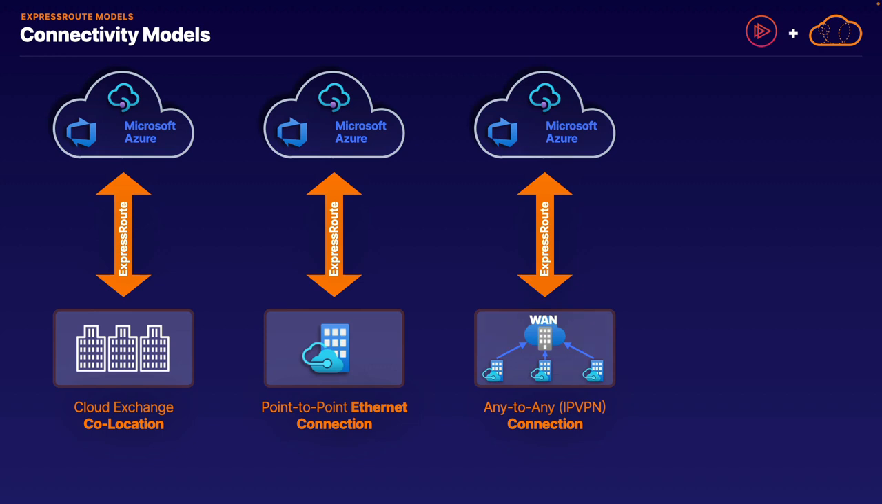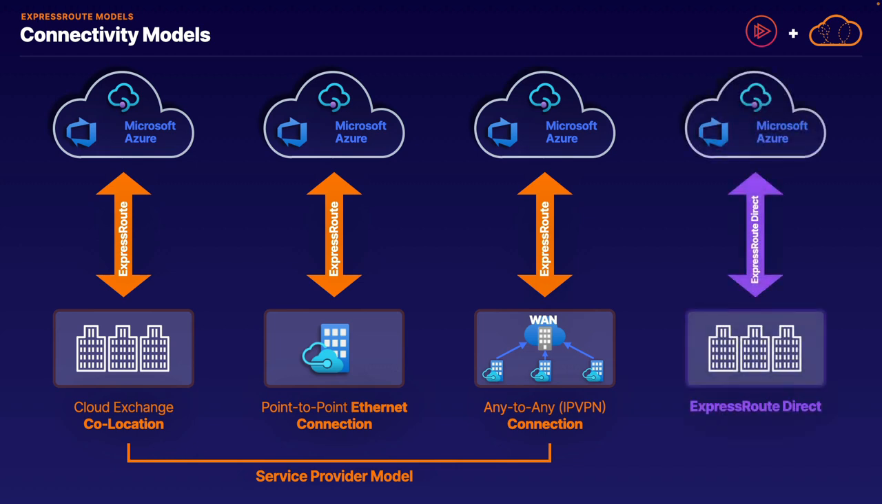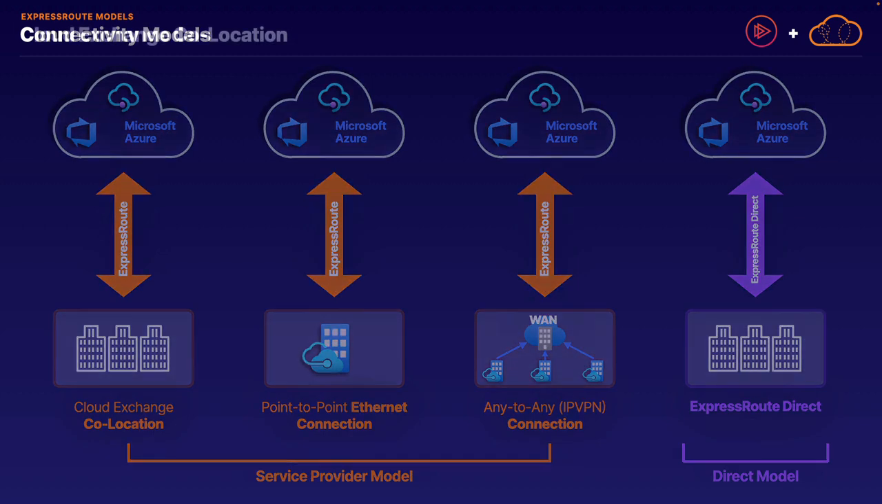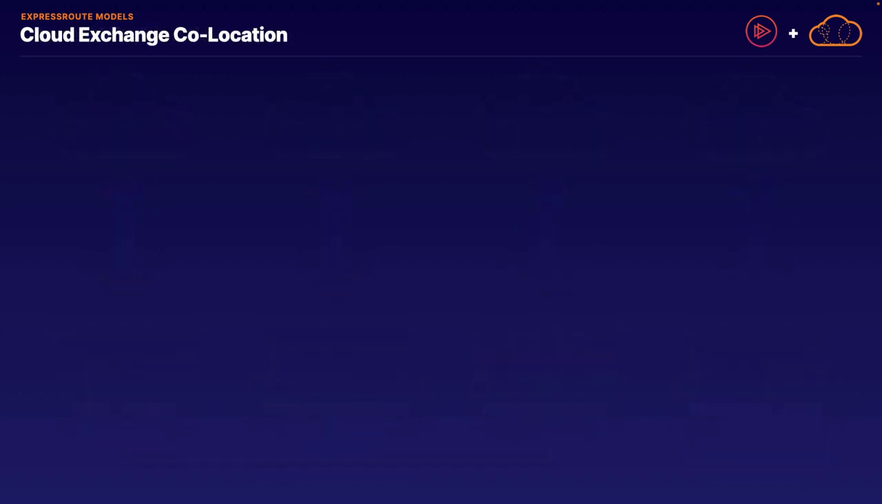These three connectivity models are grouped together in that they are known as a service provider model, and our fourth model, which is very different to those three, is known as ExpressRoute Direct, which is referred to as a direct model. So in other words, we have a grouping of service provider models and a direct model. Let's go ahead and expand on each one of those connectivity models. The first, which is a Cloud Exchange Co-location.